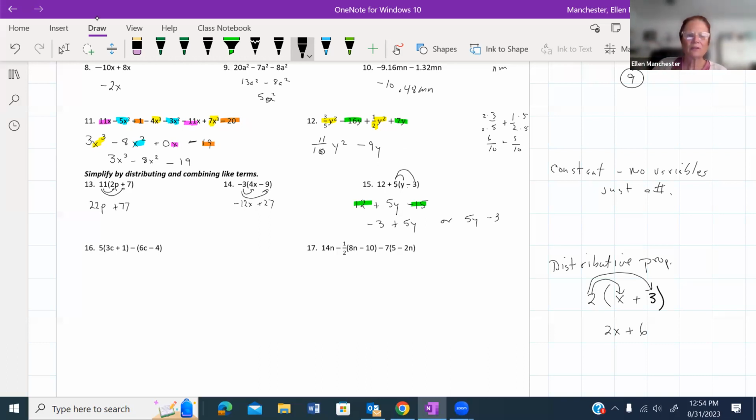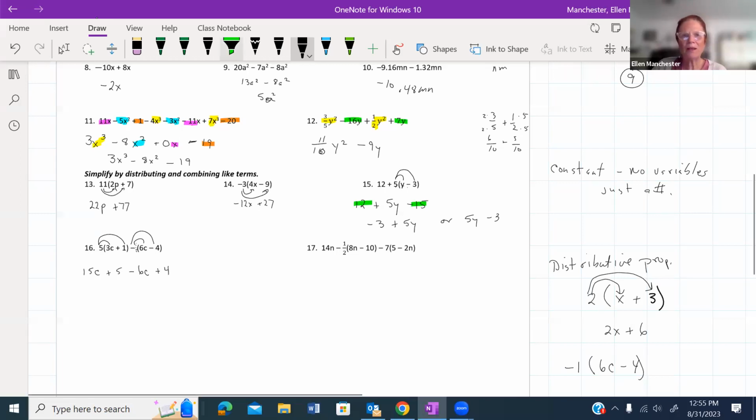Okay, so distributive. Number 16 is a little bit more, right? We're distributing this 5 through the 3c, we get 15c. The 5 through the 1, we get 5. Now, this is a little bit different, right? It's a minus 6c minus 4. Well, what that means is you have a -1 on the outside. Even though the 1 isn't there, it is an assumed 1 right there. So I like to say you're literally pushing that negative through the parentheses. So you're multiplying -1 times 6c is -6c, and -1 times -4 is a +4.